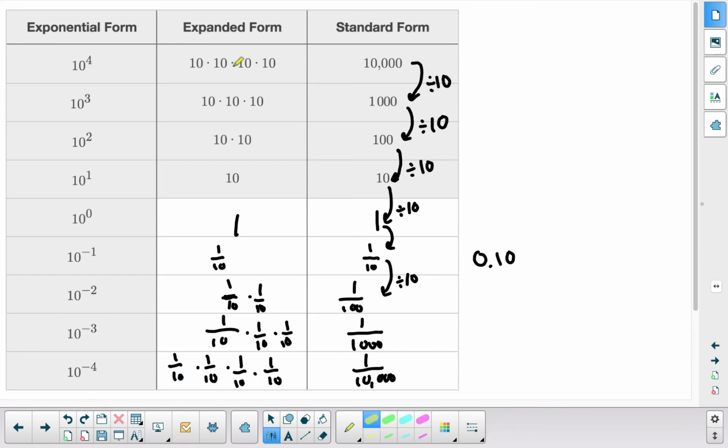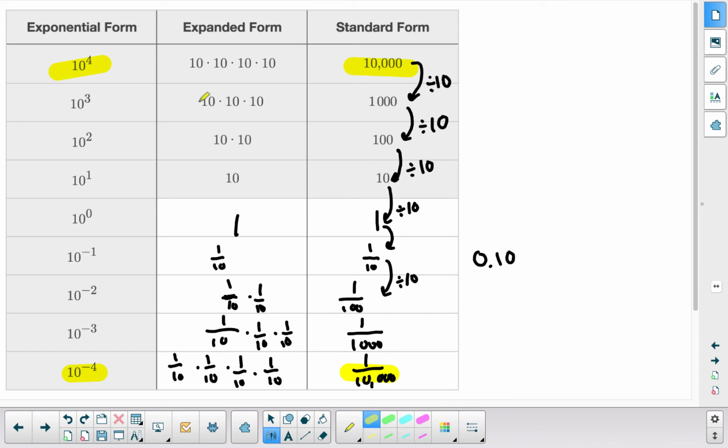Now, something I do want to point out to you that's really cool, pretty interesting, is if you look at this number right here, 10,000, that was with 10 to the fourth. If you look at 10 to the negative fourth, it's reciprocal. Reciprocal is when a fraction is flipped over, right? So 1 over 10,000 is the same thing as 10 to the fourth, except it's flipped over. So you don't see it, but this could be written as 10,000 over 1.